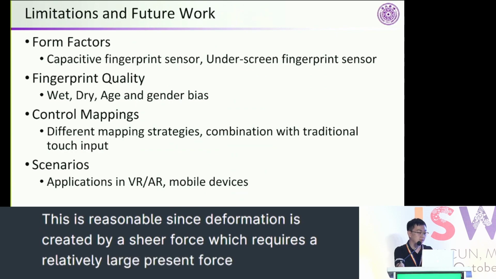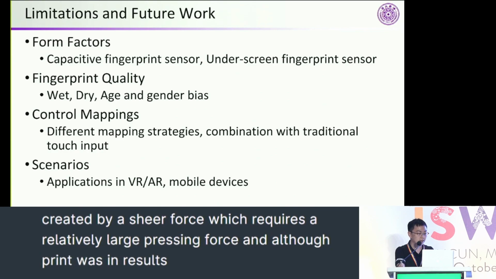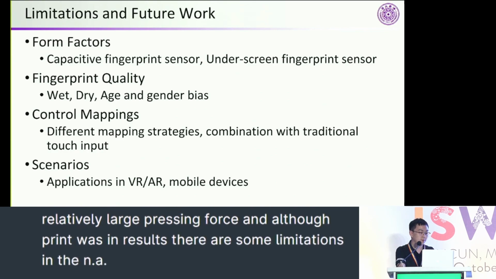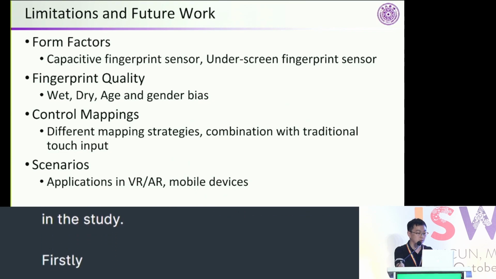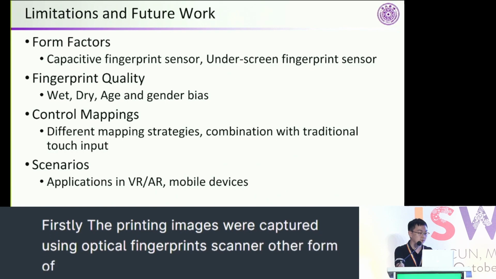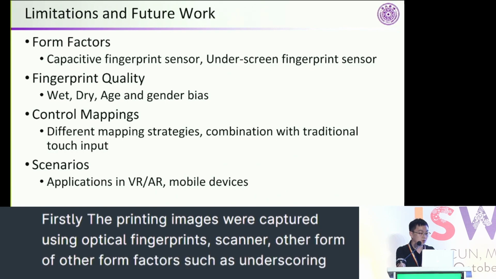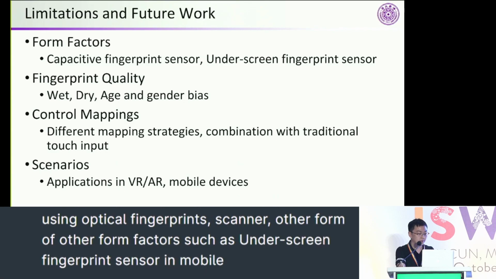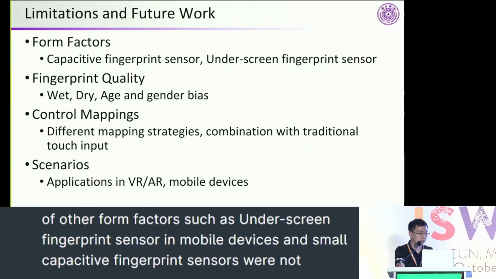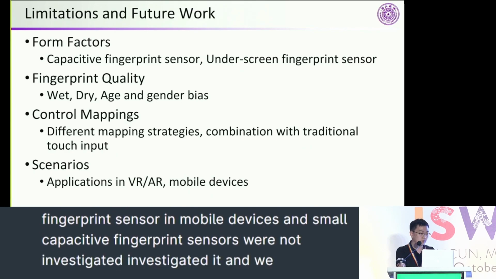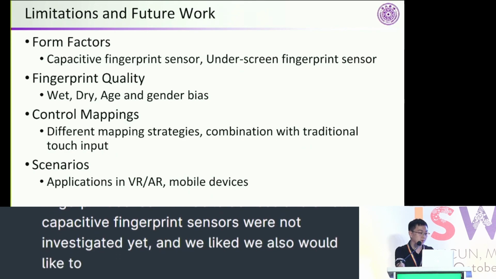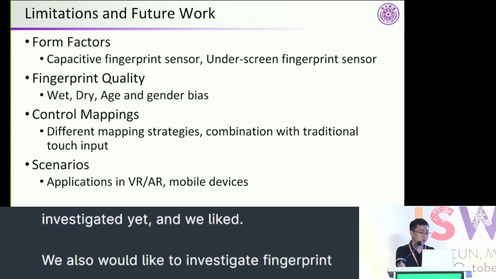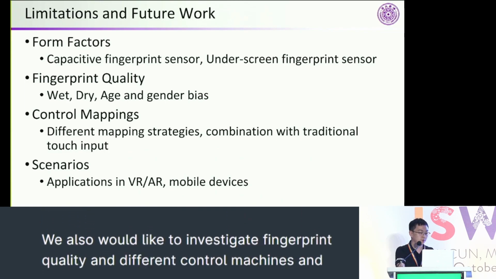Although PrintShear showed promising results, there are some limitations in our study. Firstly, fingerprint images were captured using a large standalone optical fingerprint scanner. Other form factors, such as under-screen fingerprint sensors in mobile devices and small capacitive fingerprint sensors, were not investigated. We also would like to investigate fingerprint quality, different control mappings, and different applications in our future study.